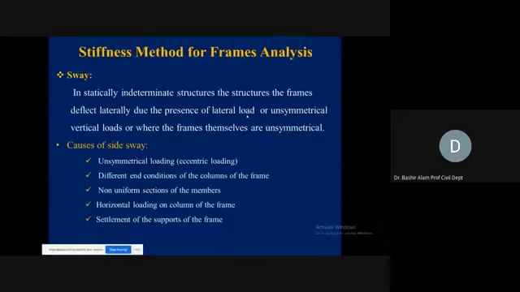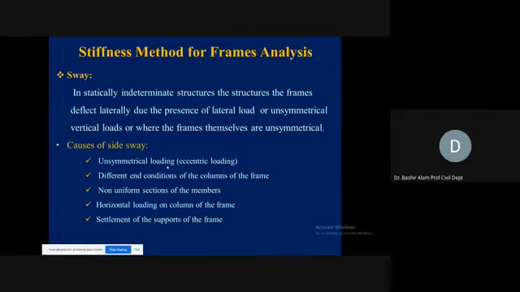If there is a lateral load, and the support condition can go sidewise, so it will be allowing the sway. So it will be known as a sway frame. Unsymmetrical vertical loads. With examples, I'll explain all these situations. Or where the frames themselves are unsymmetrical. Now, causes of sway are given here in bullet form.